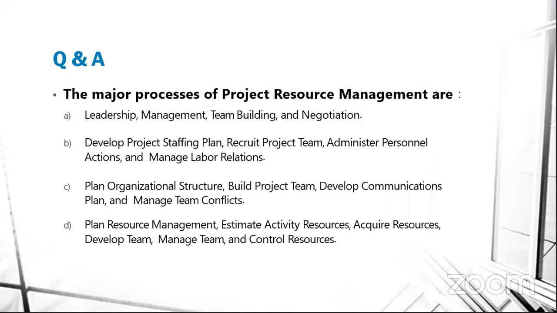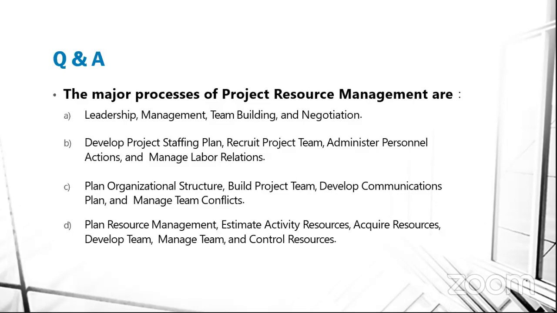Now, the major processes of project resource management are? We have A, leadership management, team building, negotiation. We have B, develop project staffing plan, recruit project team, administer personnel action, manage labor reactions. We have C, plan organizational structure, build project plan, develop communication plan, manage team conflicts. Then we have D, plan resource management, estimate activity resource, acquire resource, develop team, manage team, control team. So which is the answer?